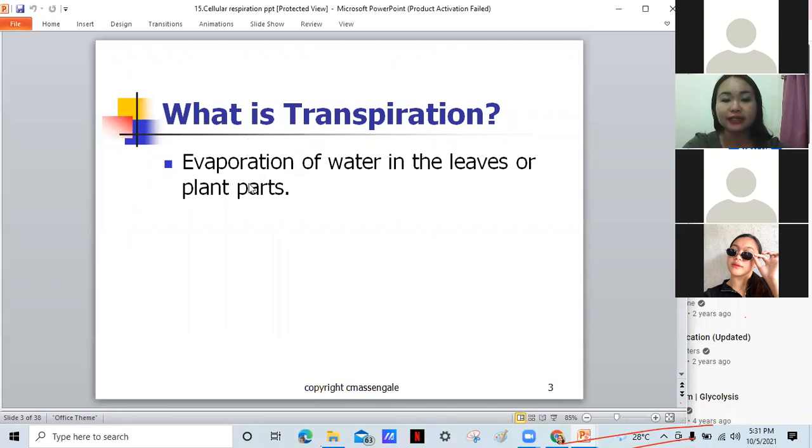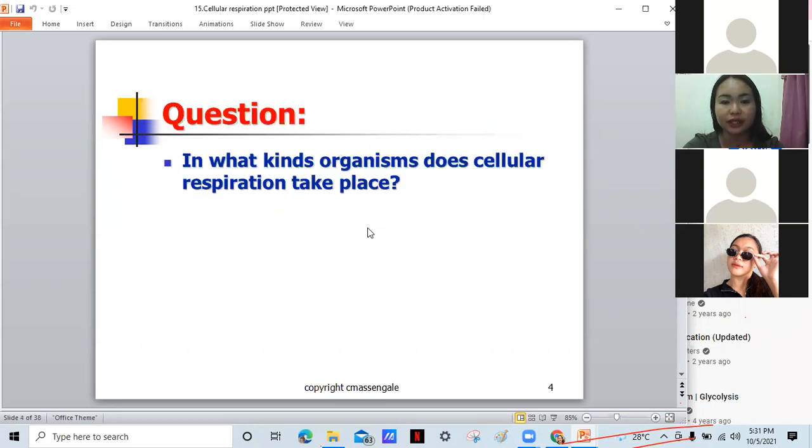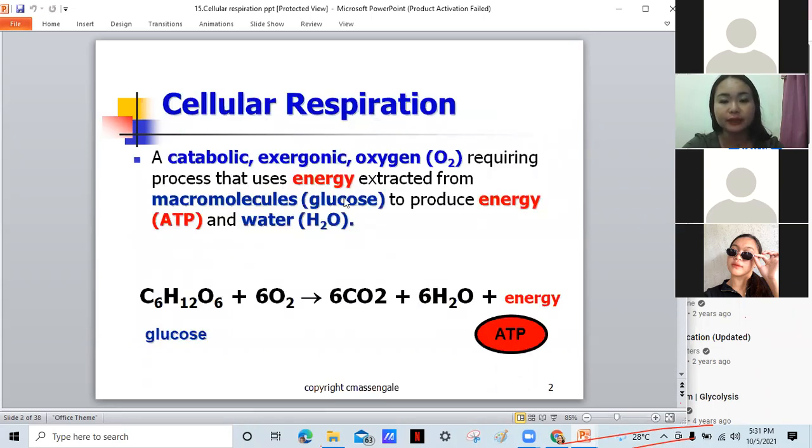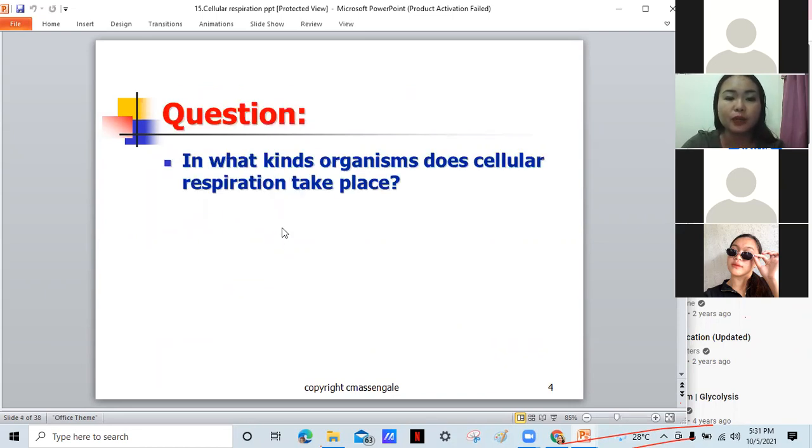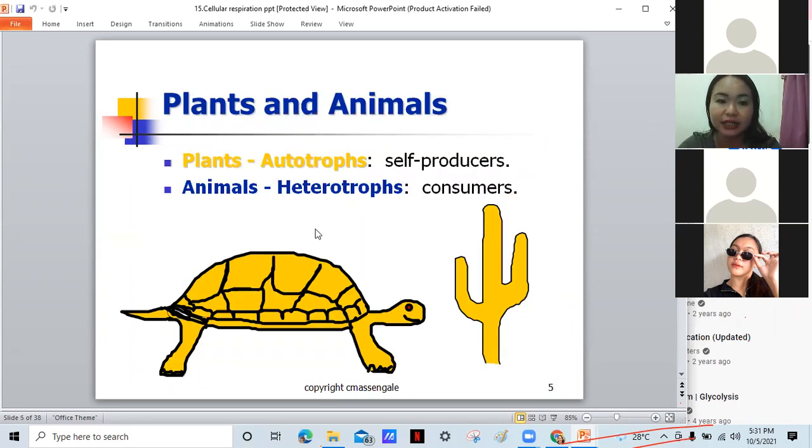But respiration is different from transpiration. Transpiration is the evaporation of water in the leaves or plant parts. Respiration is another thing: it is producing ATP out of glucose or macromolecules. In what kinds of organisms does cellular respiration take place? In the presentation, we have learned that it occurs in both plants and animals.